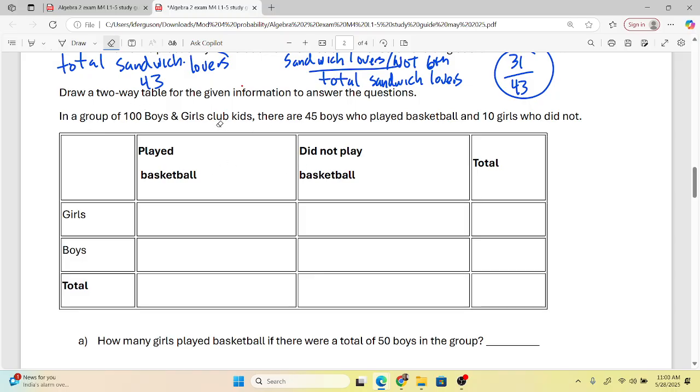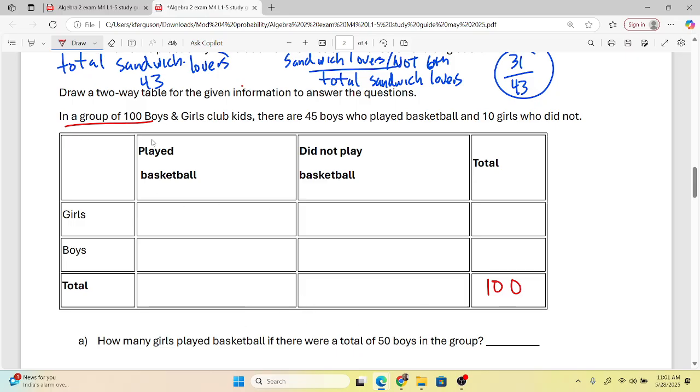So draw a two-way table for the given information to answer the question. So in a group of 100 Boys and Girls Club kids, there are 45 boys who play basketball and 10 who did not. So they're telling me how many kids I got in total. That goes right here. Not down here, not down there. That is my total. These two numbers are supposed to add up to give me my total, and these two numbers are supposed to add up to give me my total.